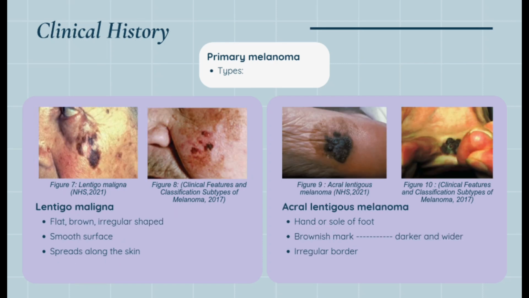Lentigo maligni usually occurs in elderly people. They are flat, irregular shaped, with smooth surface and spread along the skin. The last one is acral lentiginous melanoma, which is usually at the hand or sole of the foot. It becomes brownish marked at first, then it becomes darker and wider. It also has irregular border.